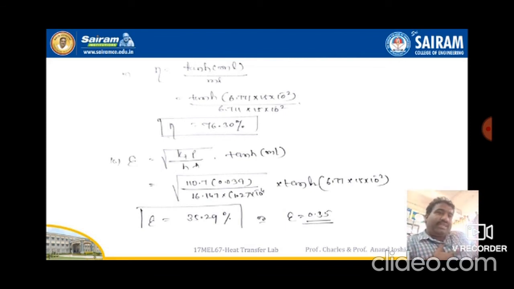So finally the effectiveness of the fin is under square root of kp divided by hA into tan hyperbolic ml. You'll get effectiveness is 0.35, that is the effectiveness of the fin.